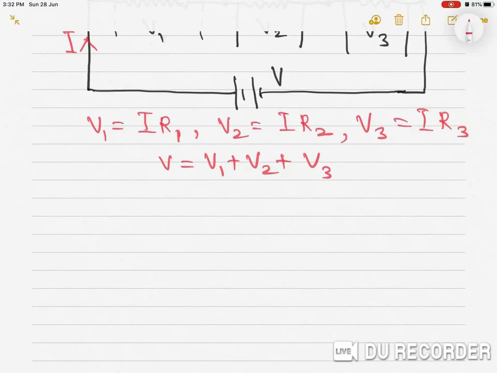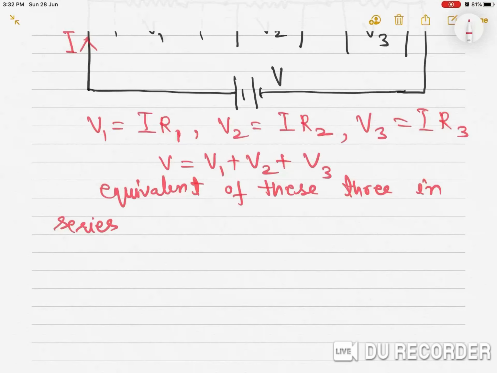So, let the equivalent of these 3 in series be equal to R S. So, V is equal to I R S.